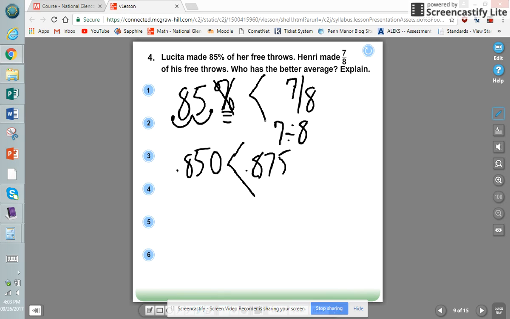Ladies and gentlemen, that's how you convert fractions to decimals. That's how you put rational numbers in order. And ladies and gentlemen, that is the math you should know.